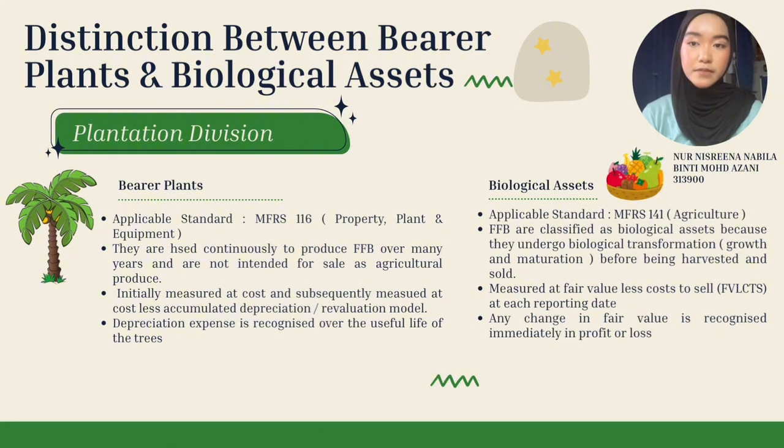Bearer plants are living plants that are used in the production or supply of agricultural produce for more than one period. In this case, the oil palm trees are used to produce fresh fruit bunches, or FFB, over many years. Since their main purpose is to generate agricultural produce rather than to be harvested and sold themselves, they are treated similarly to machinery or equipment in a manufacturing company.